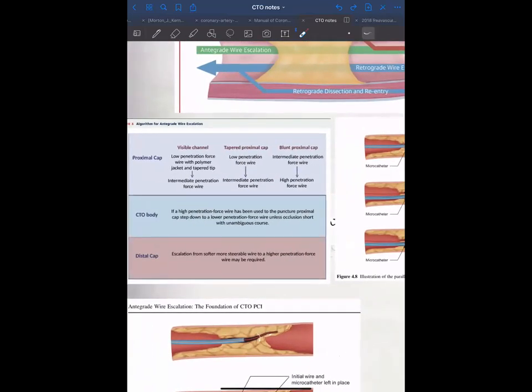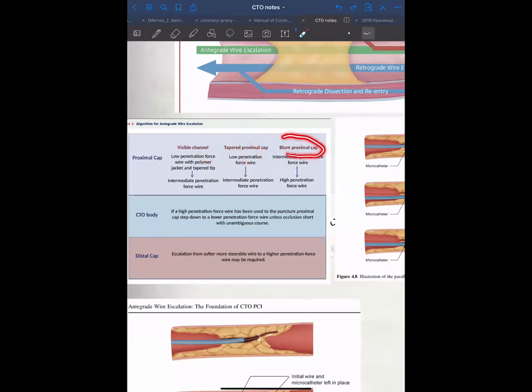Antegrade wire escalation is basically, as one can understand, first we start off with a low penetration force wire, and if it doesn't go, then we go to the intermediate penetration wire, going along the CTO body and distal cap. If there is a visible channel, this we have already seen. If there is a polymer jacket, we use one with very good lubricity. If that doesn't go, then we use an intermediate penetration force. If it is tapered, we also use a low penetration wire because these two have a high chance of being able to complete the penetration.